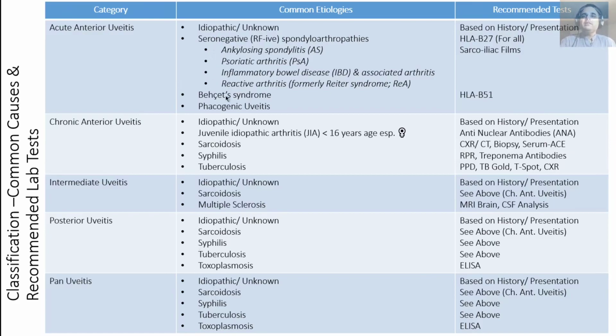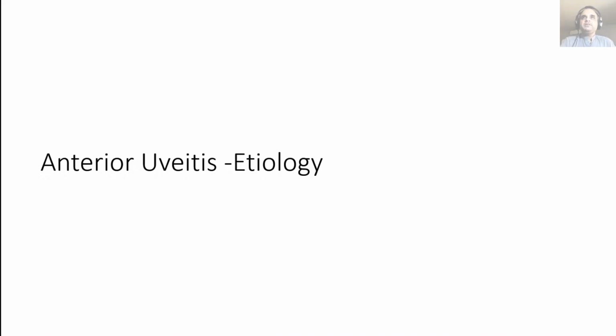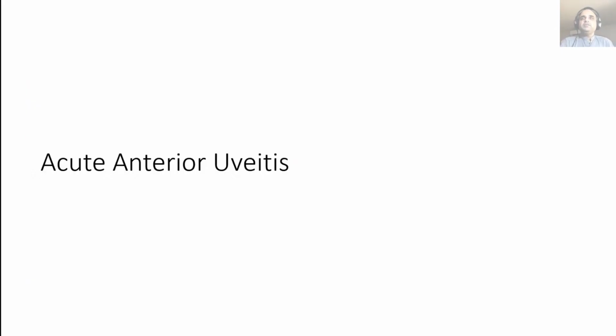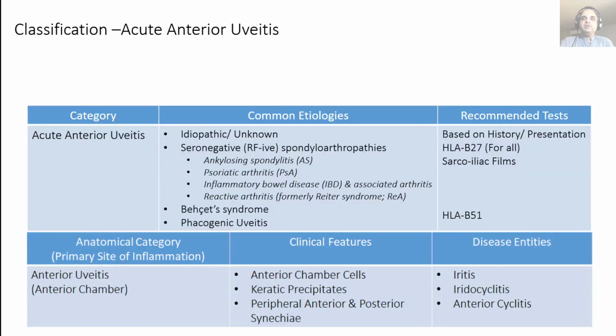And then you have other specific disease entities, ocular and systemic, and their most common tests that can help diagnose these. We'll talk about these when we talk about specific disease entities. We'll start off with anterior uveitis, and these are the disease etiologies together with recommended tests, and we will continue to talk about these as we move on. We'll start off with acute anterior uveitis.